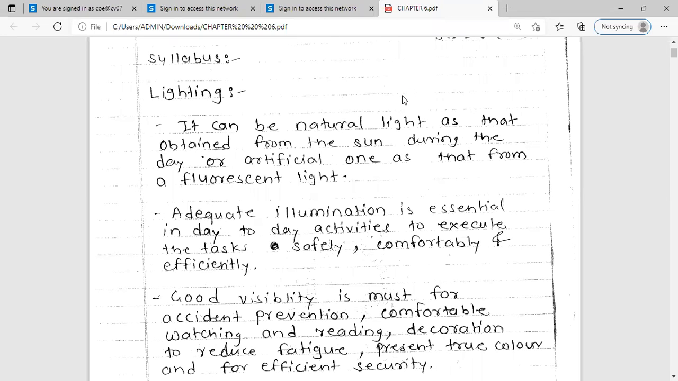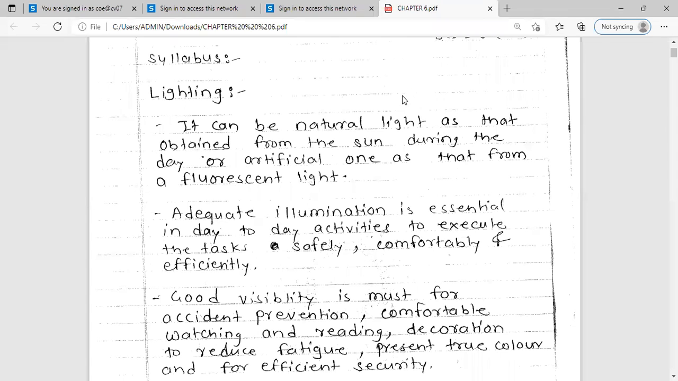Lighting is required, but not like too much lighting should enter into that particular room. We should get adequate light and it should come from the right direction, or we can say proper direction, without glare effect. So for that purpose lighting is required. It can be natural light, as that obtained from the sun during the day, or artificial one, as that from the fluorescent light. Means through two ways we can achieve lighting into the buildings.